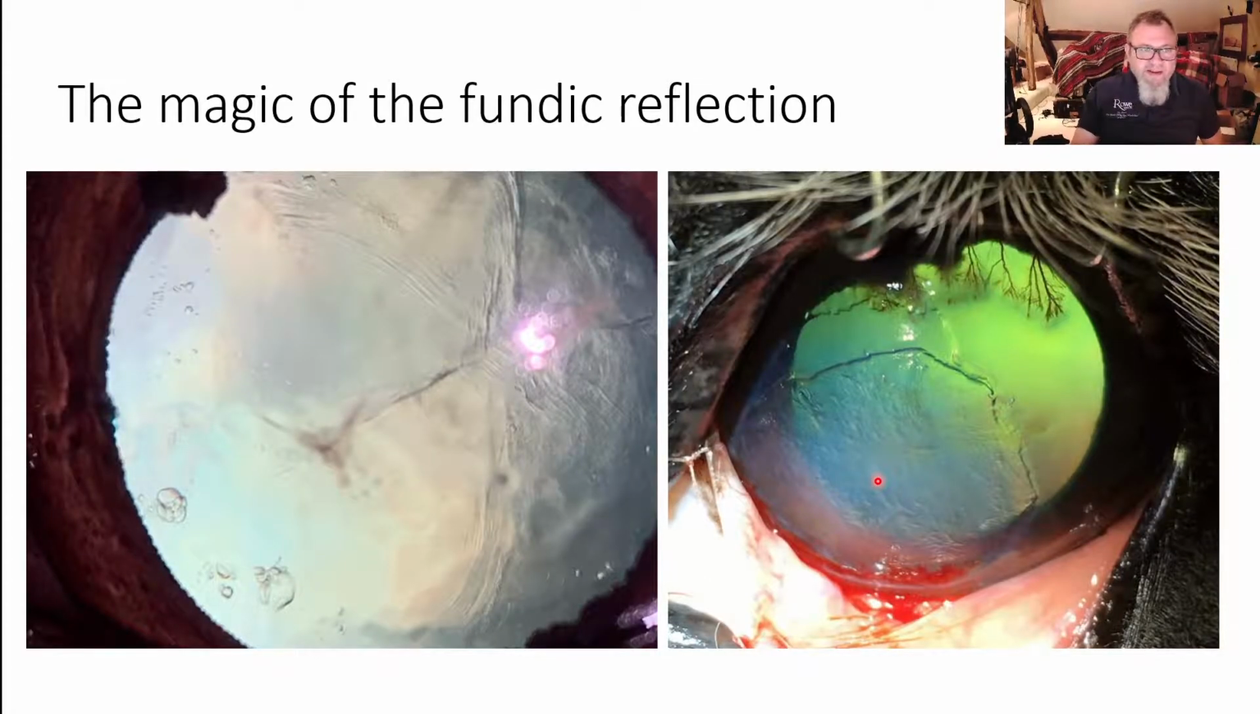So it's all about the magic of the fundic reflection. We've talked about the visual axis, and how light will pass through the transparent structures of the eye, and we examine the reflected light. In the normal eye, where there's no pathology, with a clear cornea, lens, and vitreous, it should just be a beautiful but uniform reflected colour. But when there's pathology, then things start to come to life.